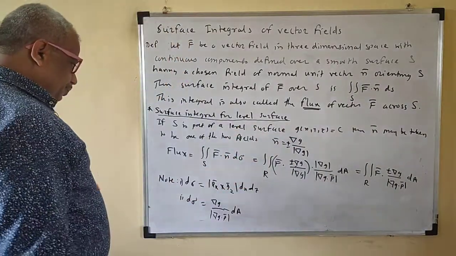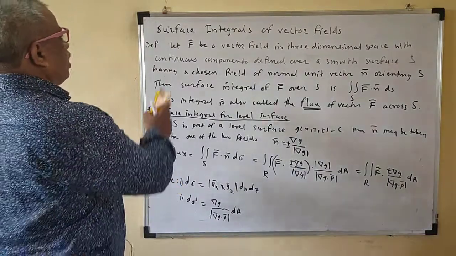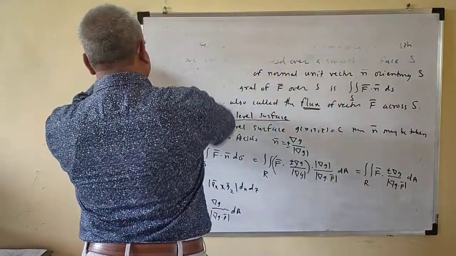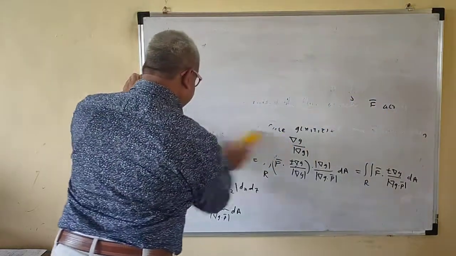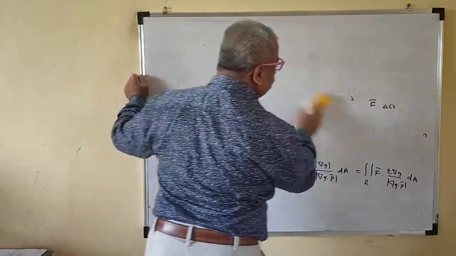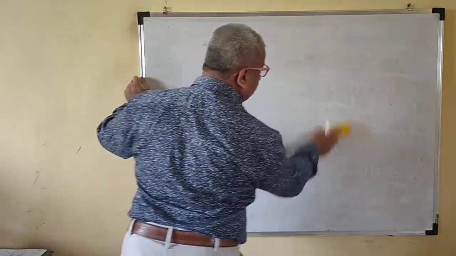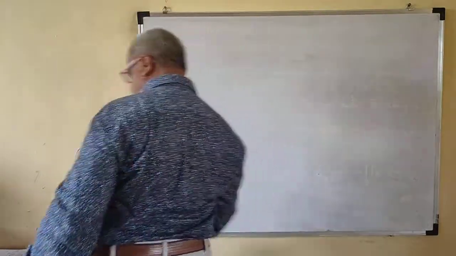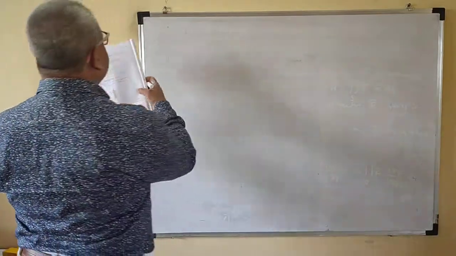Okay, so we solve the problems by using this theorem. So we find the surface integral of a vector field. We'll take two problems on it now. This is in terms of parameterization and in terms of the gradient. That means the level surface is there.